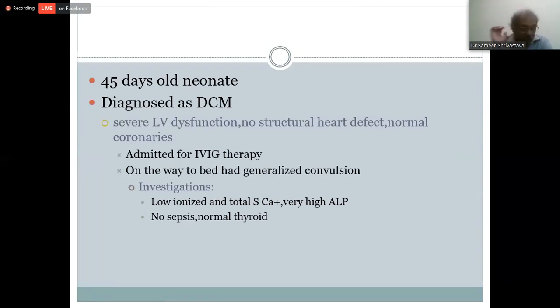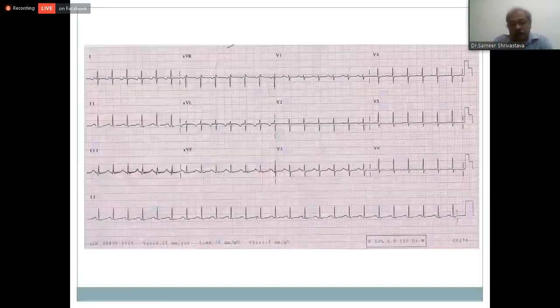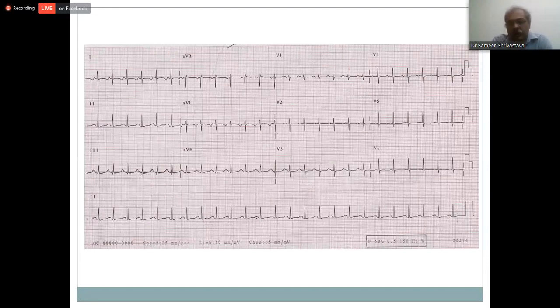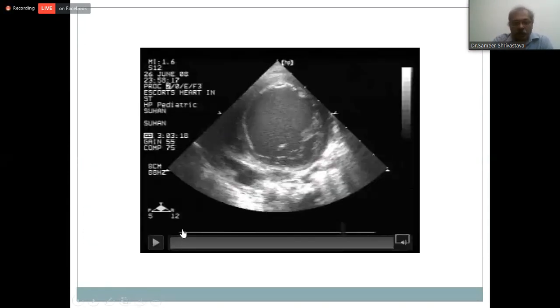One more example in pediatrics of a dilated cardiomyopathy: a 45 days old neonate, diagnosed to have dilated cardiomyopathy, was admitted for intravenous immunoglobulin therapy, and on the way had a generalized convulsion. Now, this was his ECG, by and large non-contributory, except that the QT interval was prolonged. QT was rather markedly prolonged in this case, corrected for the age. If you look, the T waves are falling far beyond the middle of the RR interval. So we know that the QT interval is rather prolonged.